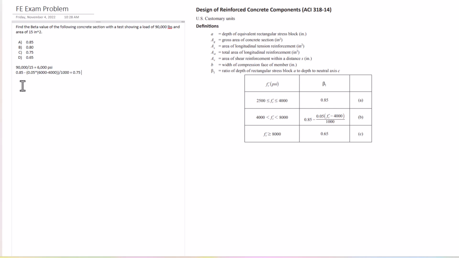And in that case, that gets us an answer of 0.75 for the beta 1 value. And it looks like that is answer C.